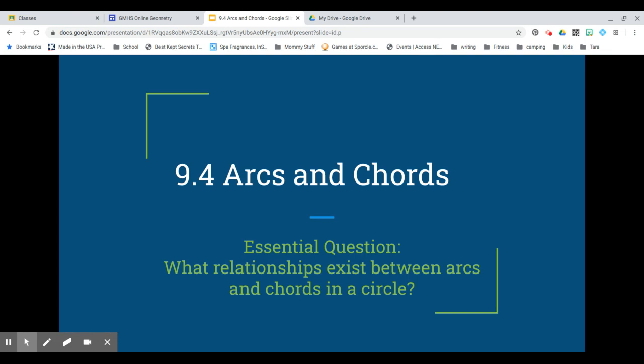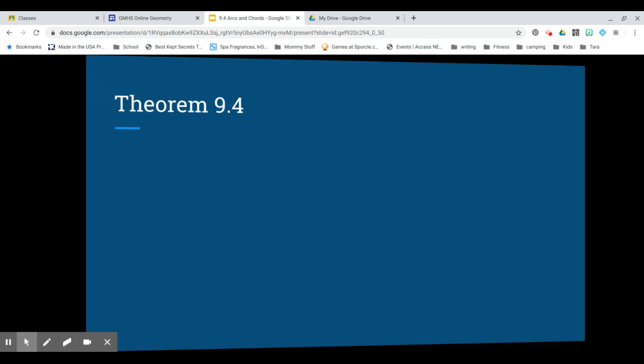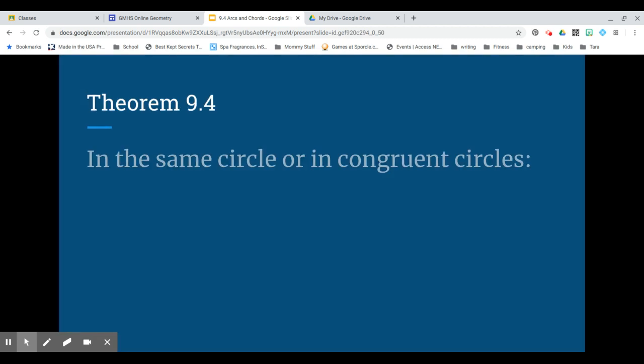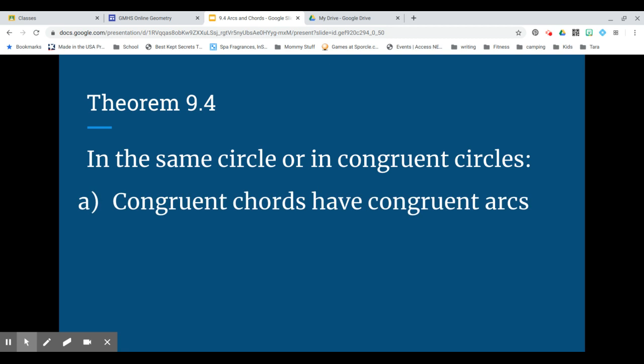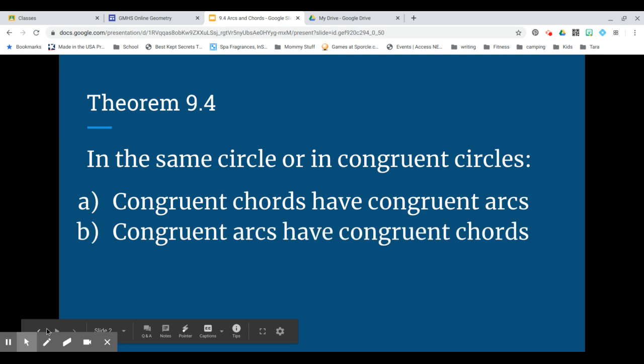Hi, today we're going to learn about arcs and chords in circles. Theorem 9-4 says that in the same circle or in congruent circles, congruent chords will have congruent arcs, and congruent arcs will have congruent chords.